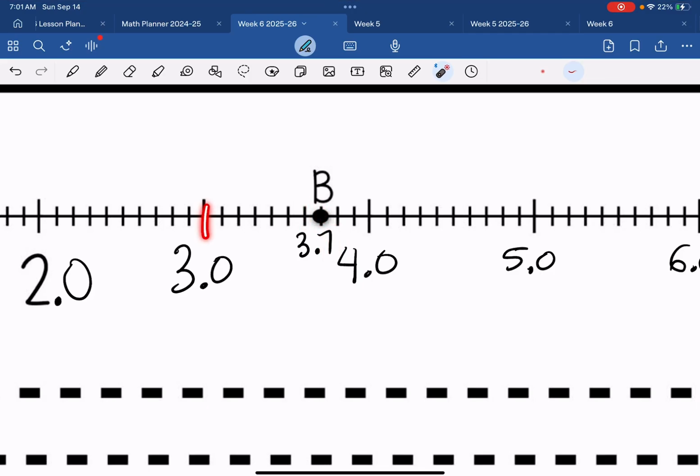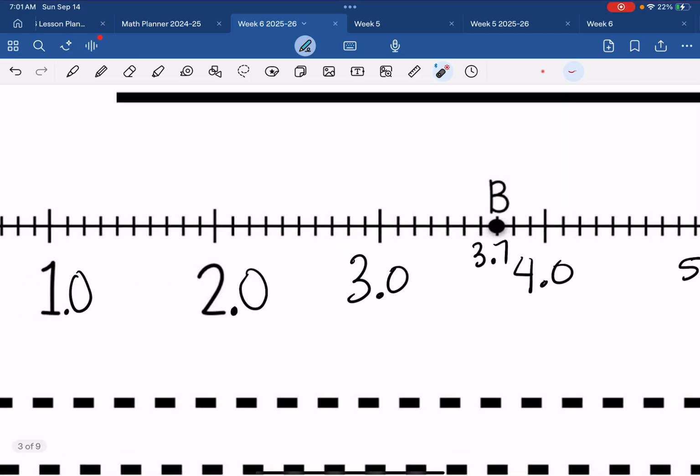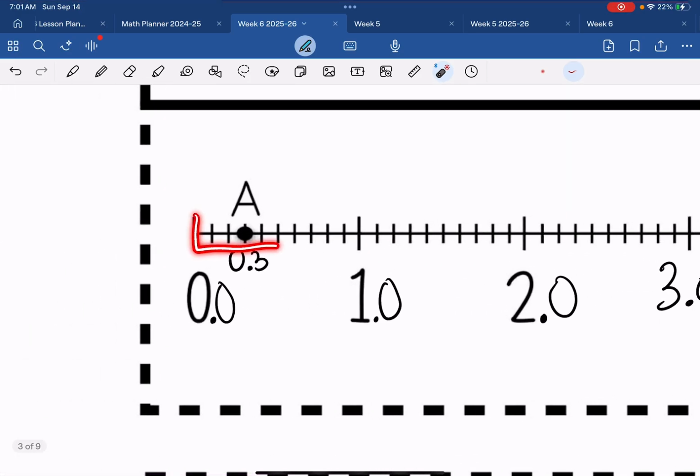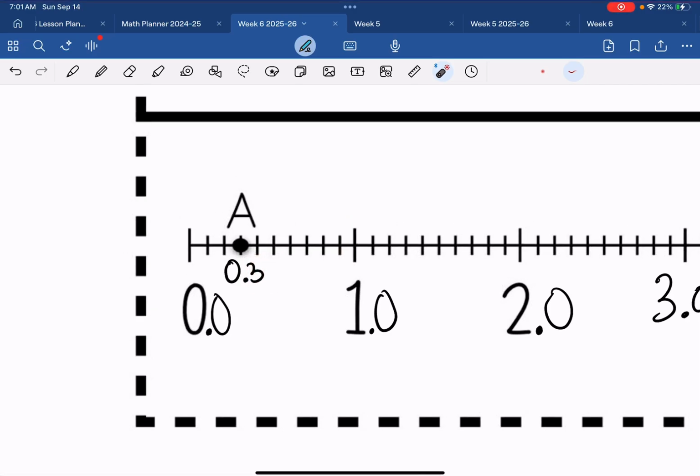So remember, this all belongs to the 3. Just like down here, all of this belongs to the 0. Right? If you had a line right here, a point right here, it will be 1/10. If you had a point right here, it will be 2/10, and so on. If you had one right here, it will be 9/10, because you're only moving the tenths place. Okay.